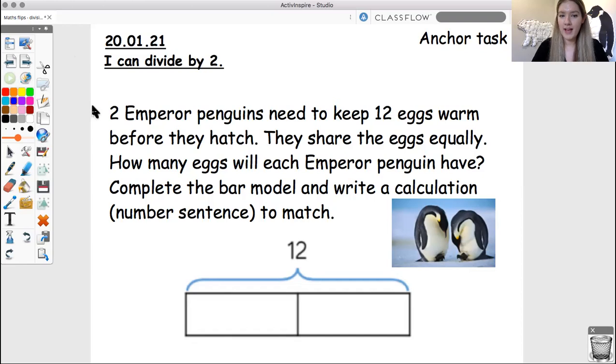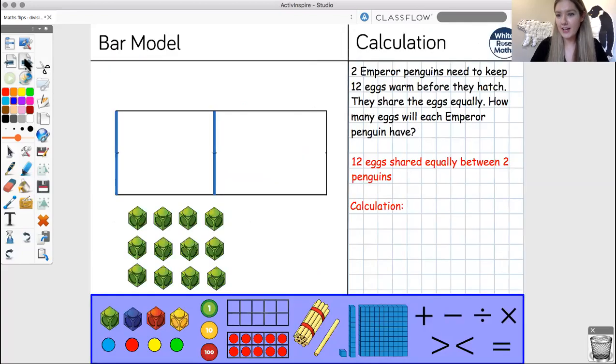Okay, so 2 emperor penguins need to keep 12 eggs warm. 12 eggs are shared between 2 emperor penguins equally. See if you can complete this bar model and write the number sentence as well. Pop me on pause whilst you're doing this. Right, really well done for doing that.